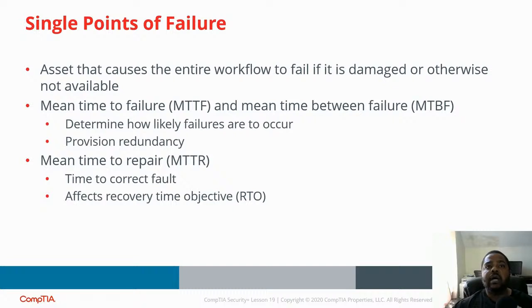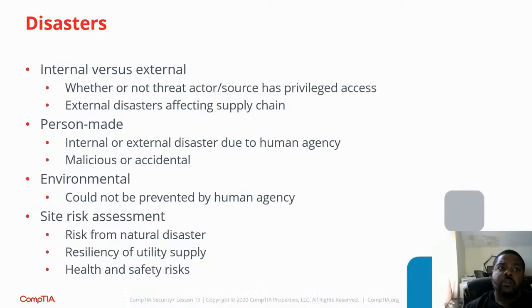We need to train someone else to have that permission whenever Susie's out. Okay, so we want to make sure that we eliminate that as much as possible. So let's go into disasters. What is it? What could be considered a disaster?